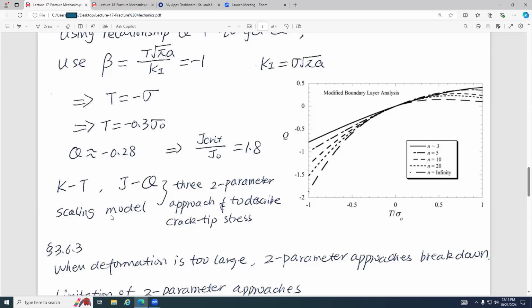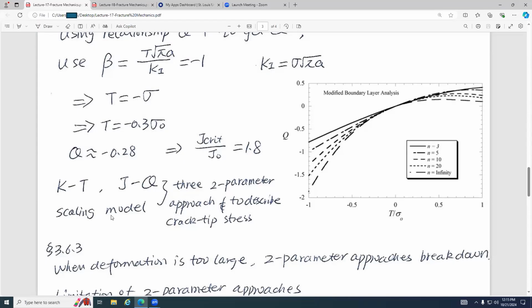Any questions? My bottom line is that if I ask you, if the plastic deformation is too big, what kind of two-parameter models have we learned to describe the crack tip field? The answer is the KT model and the JQ model. Can you write that down, guys? So this is a two-parameter approach.